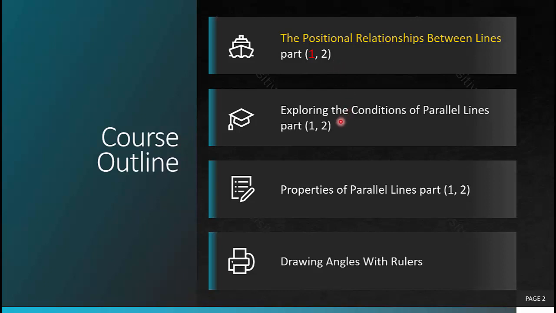But as you can see, we also have 6 other lessons coming up as well. Exploring the conditions of parallel lines, properties of parallel lines, and drawing angles with rulers. So for that lesson, you should probably also bring a protractor, a ruler, things like that.